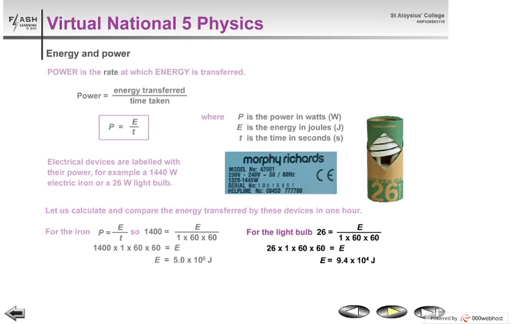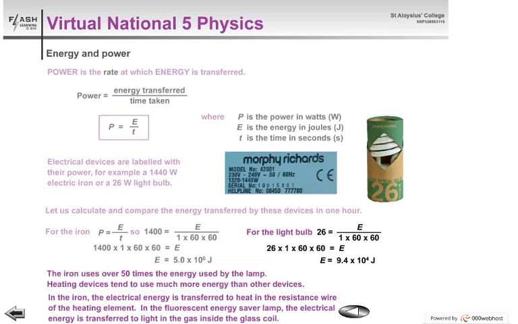Compared with this, what we call energy efficient light bulb, the power is only 26 watts each second. So in 3600 seconds, that'll give you 9.4 times 10 to the 4. So you're using nearly 100 times more energy for the iron in an hour than you would for the light bulb. And in general, heating devices do tend to use much more energy than other devices. You've got a lot of heat getting produced because of the resistance of the heating element.